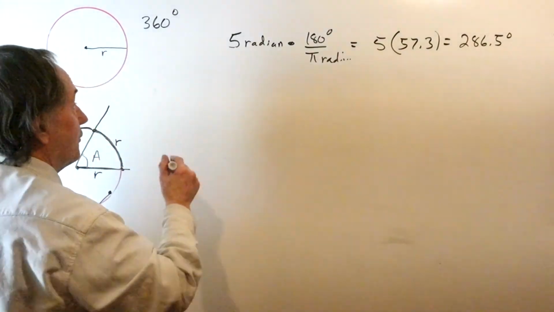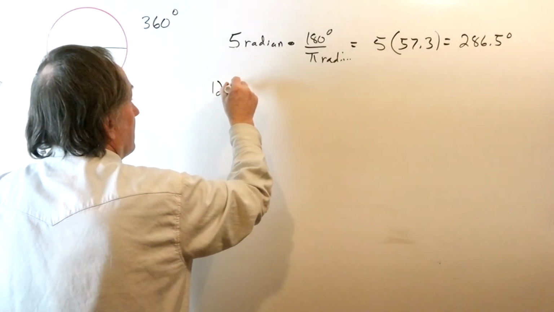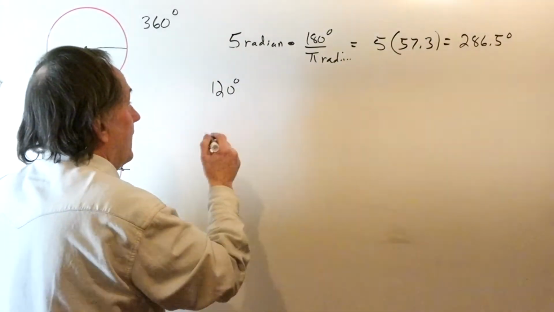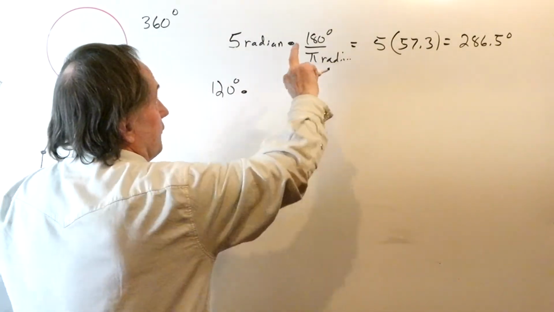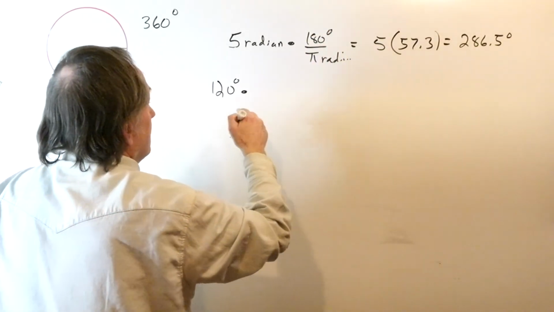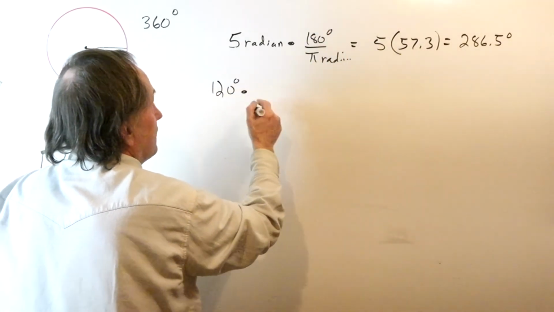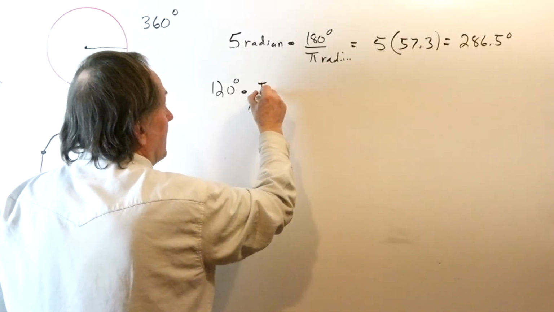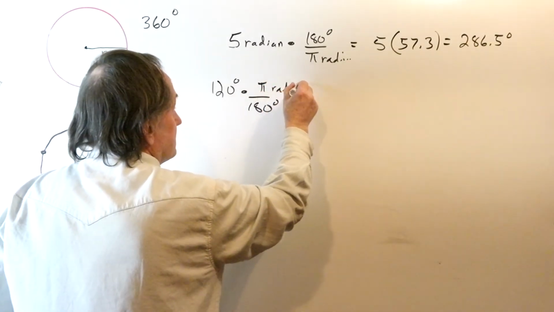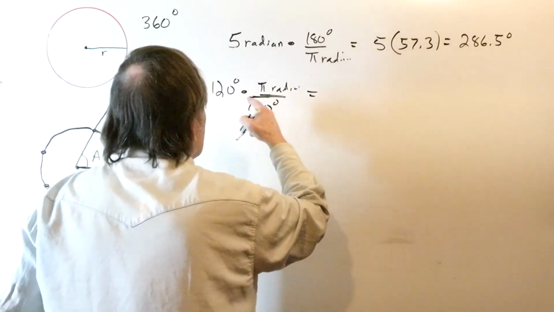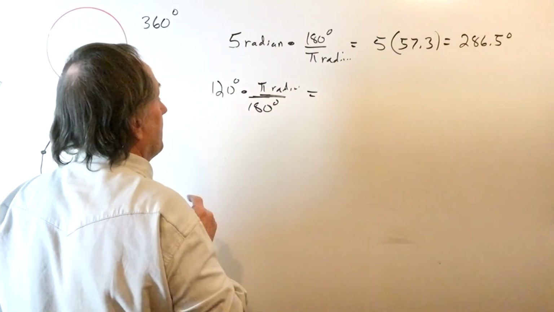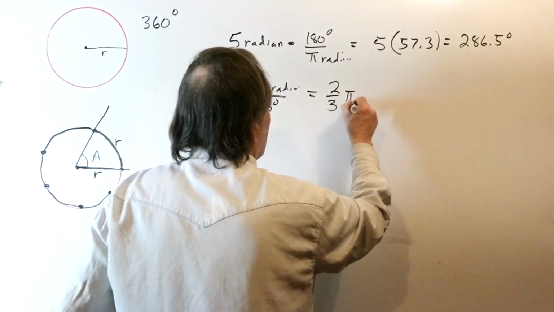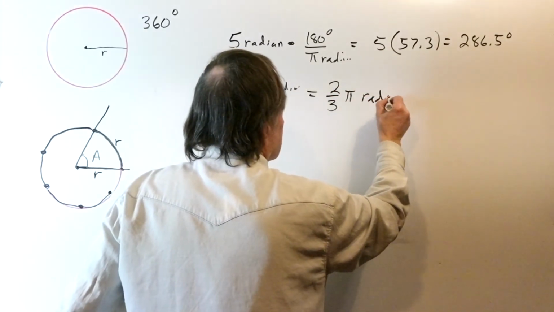How about going the other way? Suppose we have 120 degrees. How many radians is that? Well, we flip this around. Since we have 120 degrees, we divide by 180 degrees and multiply by pi radians. So 120 over 180 is 2/3 pi radians.